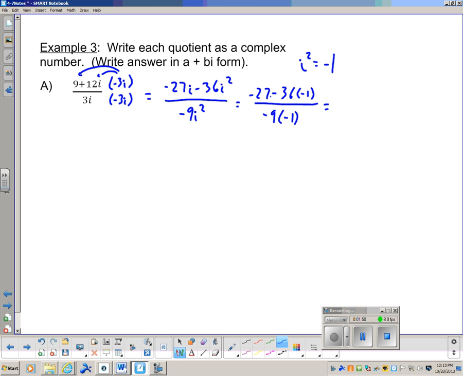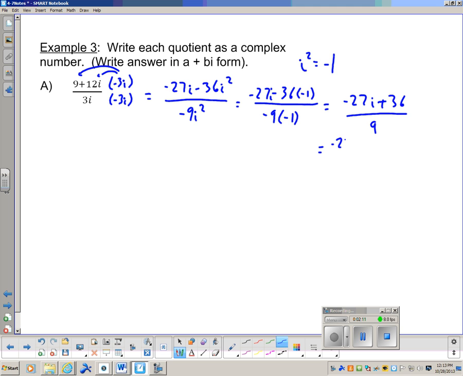So I took all the i squareds there and I replaced them with negative 1. And I forgot my i in there. So I get negative 27i, and I've got a minus 36 times a negative 1, so that's going to give me a plus 36. All over, down here, negative 9 times negative 1 ends up giving me a value of 9.